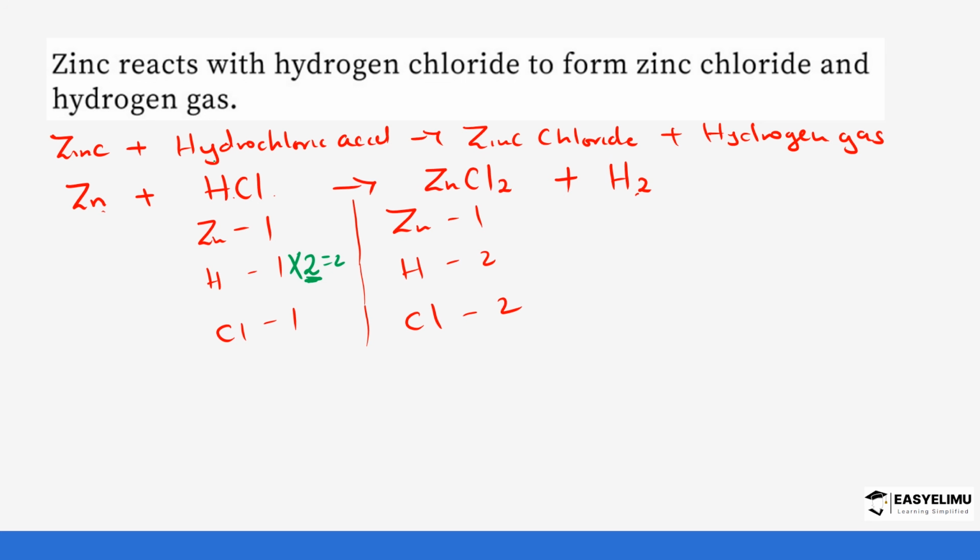So we put a big 2 in front. This affects the other atoms in the compound. So we have 2 hydrogens, but it also affects this chlorine. So the chlorine atoms become 2 in return. And this balances the equation.